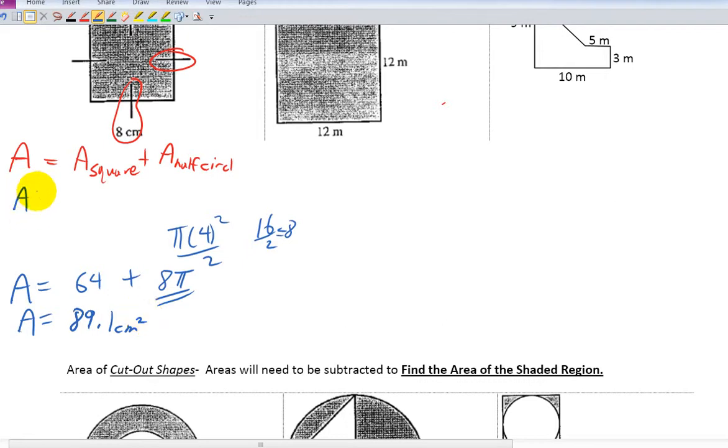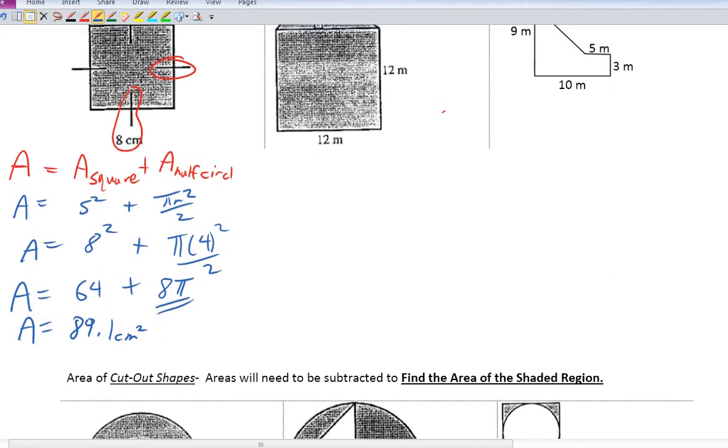So the first part of the formula was s squared plus pi r squared divided by 2. And the side length was 8. And then we have half the circle. Now again, what you can do is do them separately. You don't have to. It's just a kind of an advanced way of writing it. Any questions? Shape number 2.